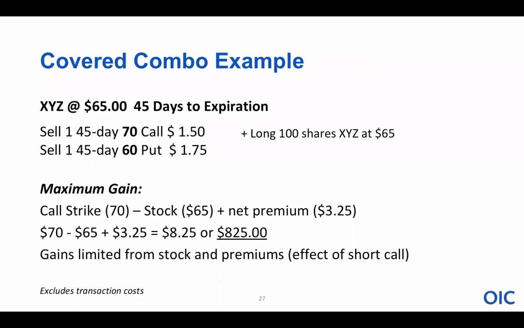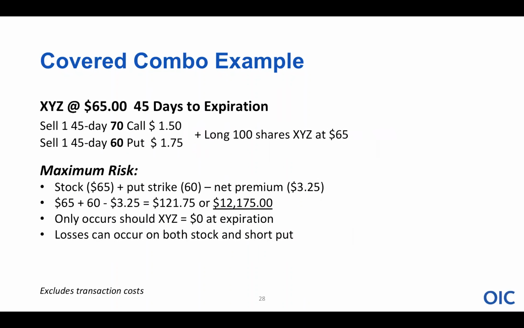All right, so what is our maximum gain from this position? So if we look at the covered combo, our maximum gain is the call strike that we sold minus the stock price that we paid, 65, so that's $5, plus the amount of premium that we took in, which is $3.25. So the maximum profit potential on this position is $8.25, should we get assigned on our short calls. So whether stock goes to 70, 80, 200, it doesn't matter. The most we can make is $8.25. So our profits to the upside are capped.